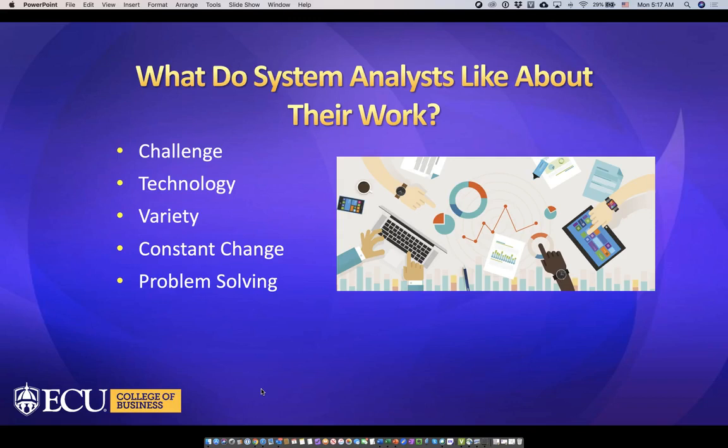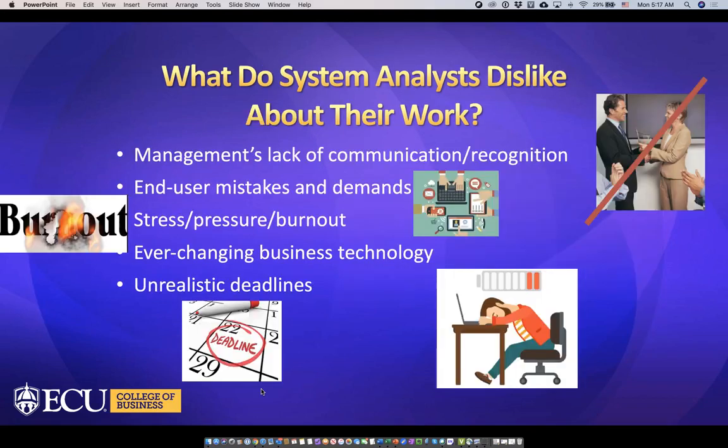The reason why you might want to have a job like this would be that it's challenging, that it's so much fun with so many different technologies. There's always a new variety of tasks going on, and you have to always problem solve.